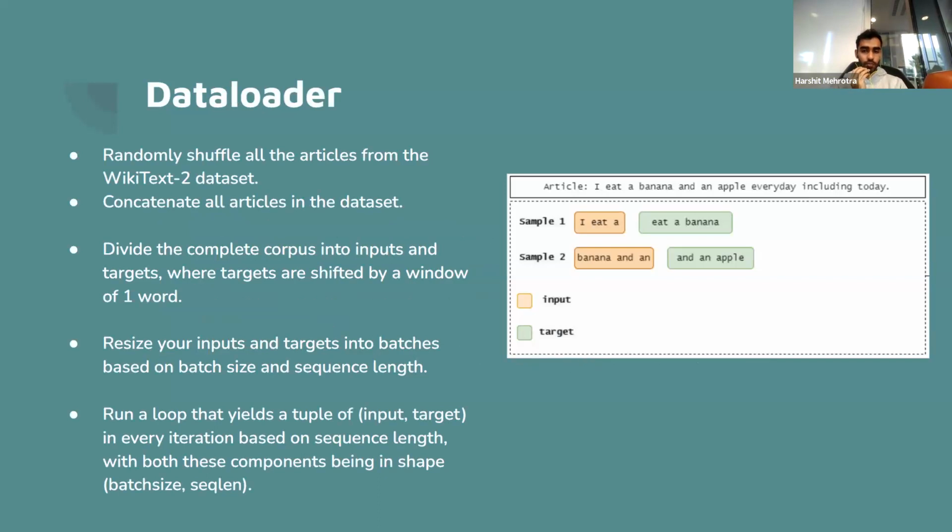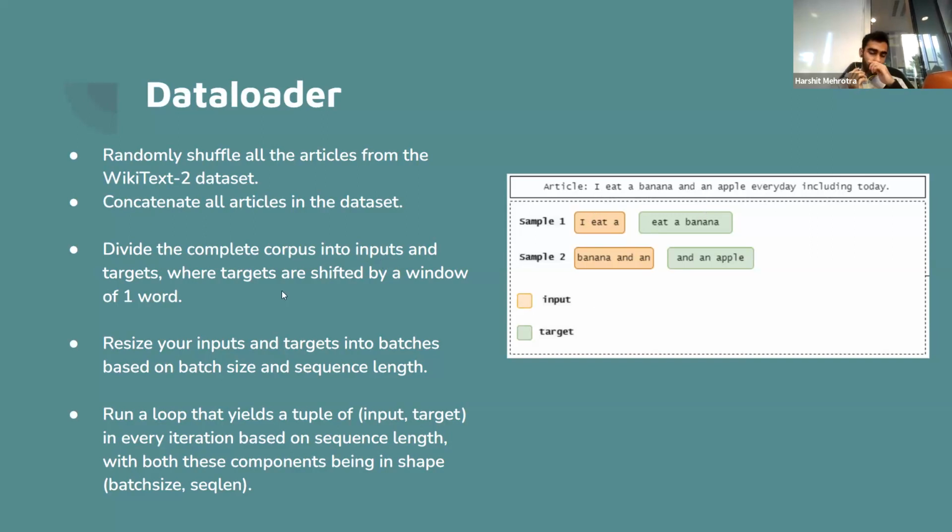In the data loader class, you'll first be shuffling all the articles, and then you will be separating them into inputs and targets. Since this is a language modeling task, next token prediction, your targets are basically the inputs shifted by one time step to the right. So if your original sequence is I eat a banana and an apple every day, including today, then your target sequence would be eat a banana and an apple every day, including today. And the label for the last time step would just be the end of sequence token.